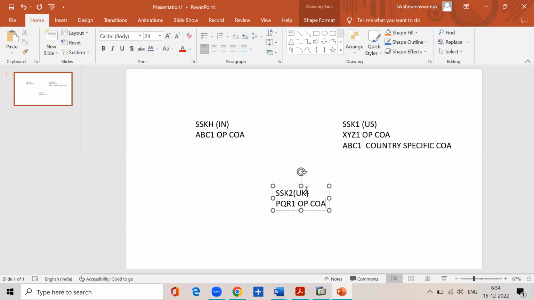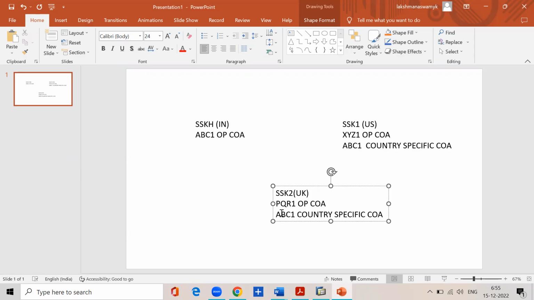Again, this SSK2 company code is owned by SSKH only, right? So SSKH is the holding company code. SSK2 is the subsidiary company code. Again, this UK company code also has to prepare the financial statements according to this chart of accounts. So in that case, again, the ABC1 chart of accounts is called the country specific chart of accounts for the UK company code.